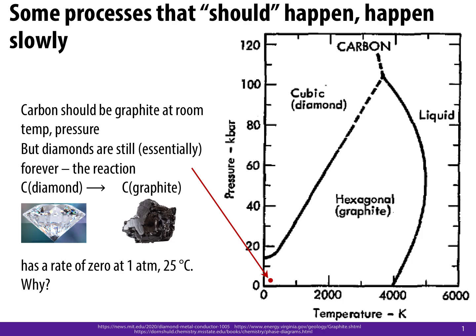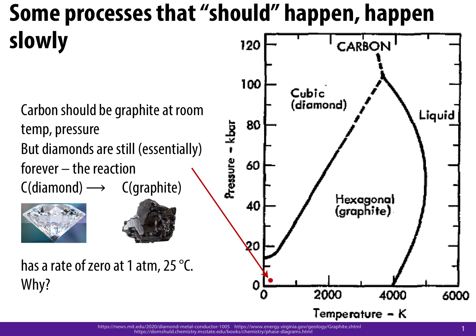To motivate our next topic of kinetics, let's look at something like diamond. According to the phase diagram, all carbon at normal temperatures and pressures should be graphite. So diamond should spontaneously convert to graphite at normal 1 atmosphere and 25 Celsius. That reaction basically never happens. Diamonds are still essentially forever.